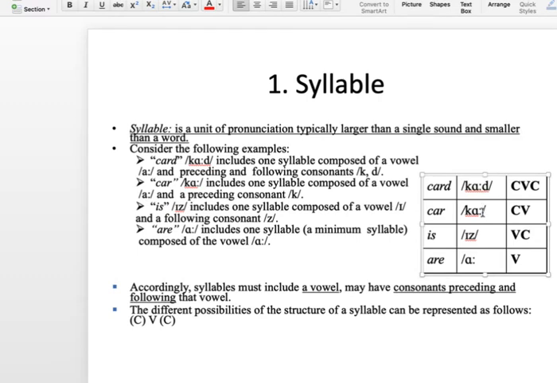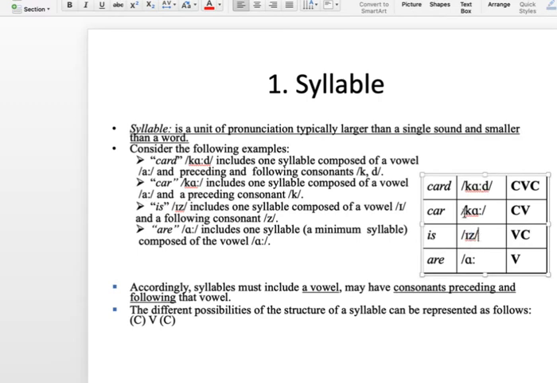Do we have any coda in this example? No, we don't have any coda in this example. Do we have any onset in this example? Ka? Yes, there is onset ka. Let's see the next example. Do we have any onset in this example? Is any consonant sound coming before the vowel? No, it means we do not have any onset here. Do we have any coda sound here? Yes, the last sound is a coda sound.